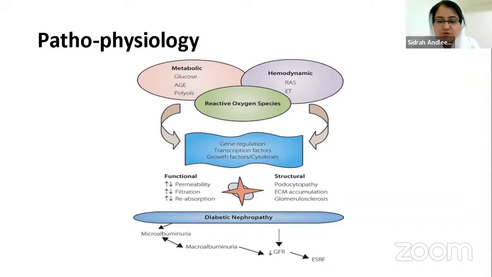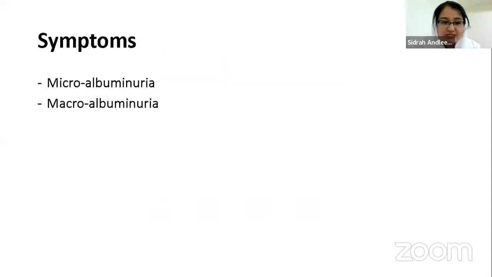So when we come to albuminuria, that's the second category of how we define CKD, which we're going to talk about in the next slides. So there is microalbuminuria, which is like excretion of albumin in the urine. And then there is macroalbuminuria, right?